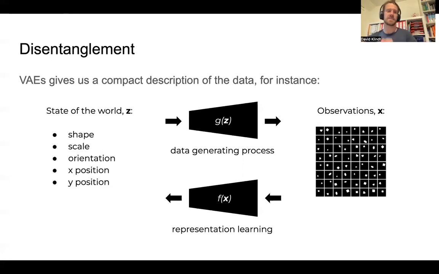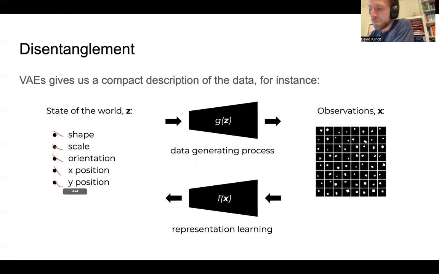For instance, disentanglement, another thing that's dear to my heart and I've been working on in the last few years. So VAEs give us a compact description of the data. For instance, think about this scenario. We have a very, very simple world. It's a visual world again, where each image has a description. So Z is our latents, and they tell us which shape, how large is the shape, how is it oriented, and what's its position in space.